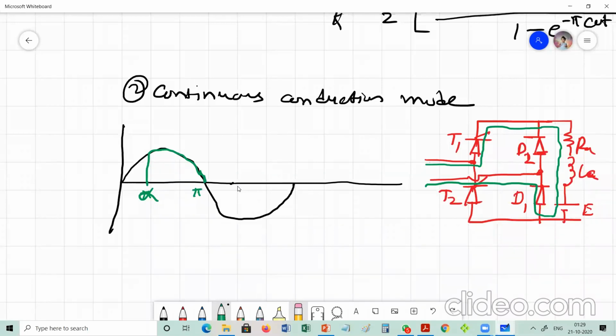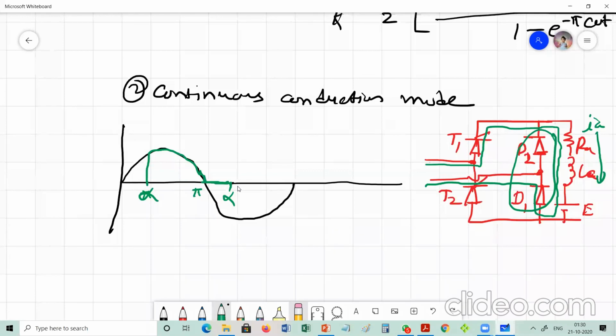Until the next firing angle alpha is provided, the current through the load, that is current IA, is maintained due to the energy stored in the armature inductance. For that, the current will flow through the diodes. It means there is a freewheeling period, for which the voltage is zero. When current freewheels, the load is short circuited through these diodes, so the voltage is zero.